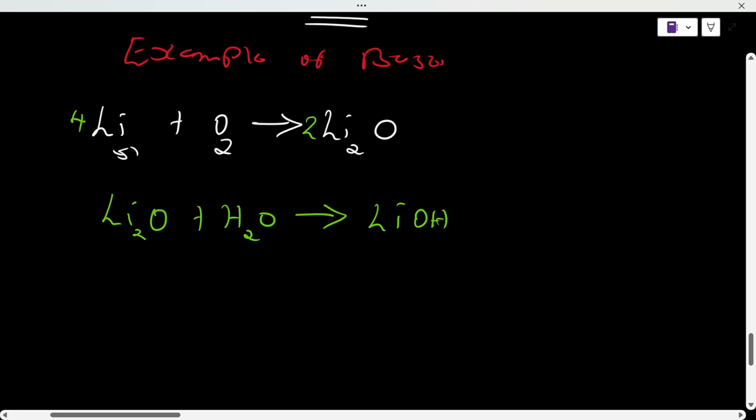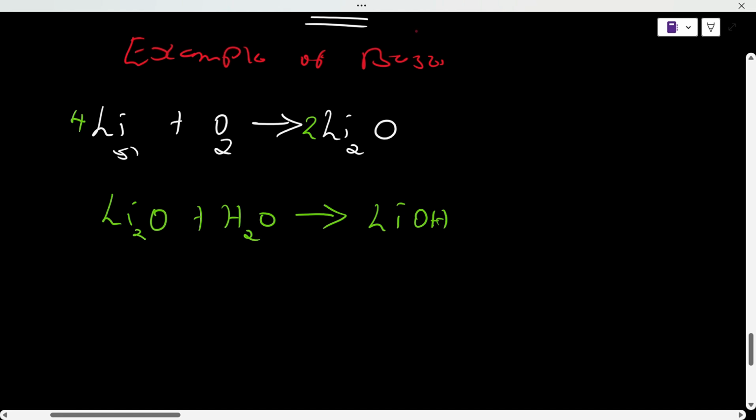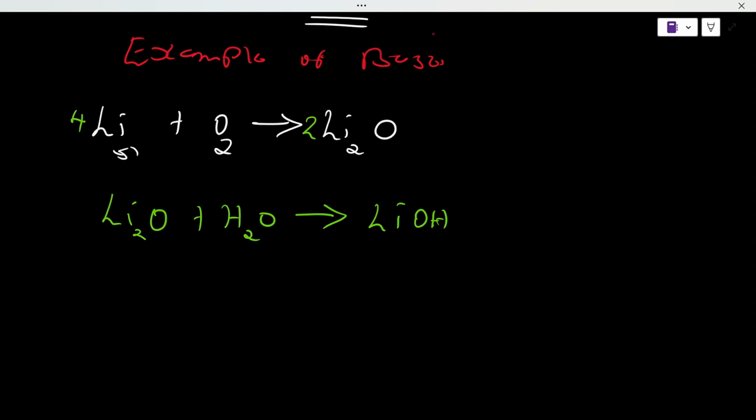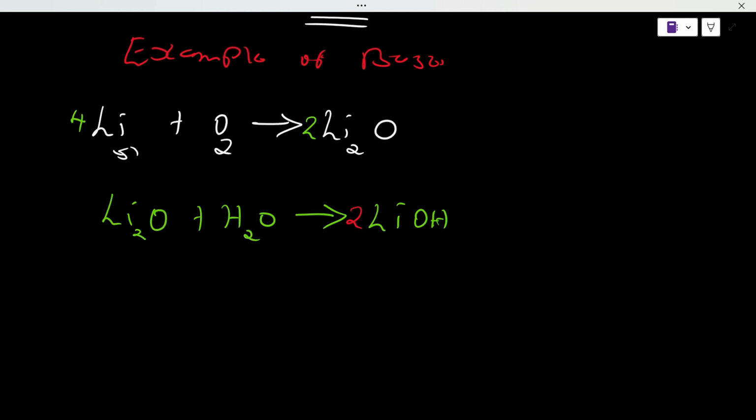Now, when I want to balance the lithium hydroxide formation, oxygens are 2. I need to make oxygen 2 on the other side. I'll simply bring in 2. Yeah, 2 will fit in. So lithiums are 2, oxygens are 2 on both sides, hydrogens are 2.